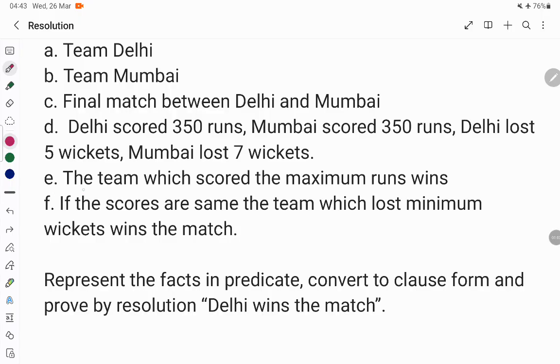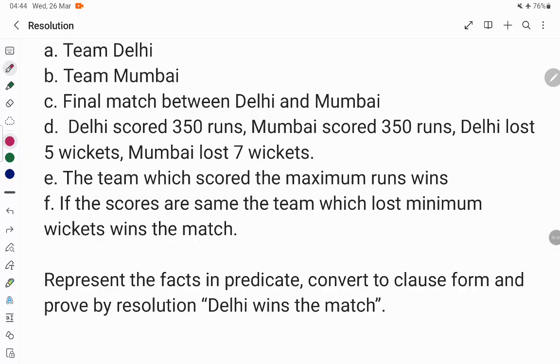And when it comes to E, the team that scores the maximum runs wins. So here you want to compare two teams, compare the run function of two teams, like the value of runs between two teams, and whichever is higher, that team wins. So it is a universal fact. Whenever a cricket match is there, whoever scores the maximum runs will be in the winning category. Okay, so this is a universal fact, so you have to use your universal quantifier here.